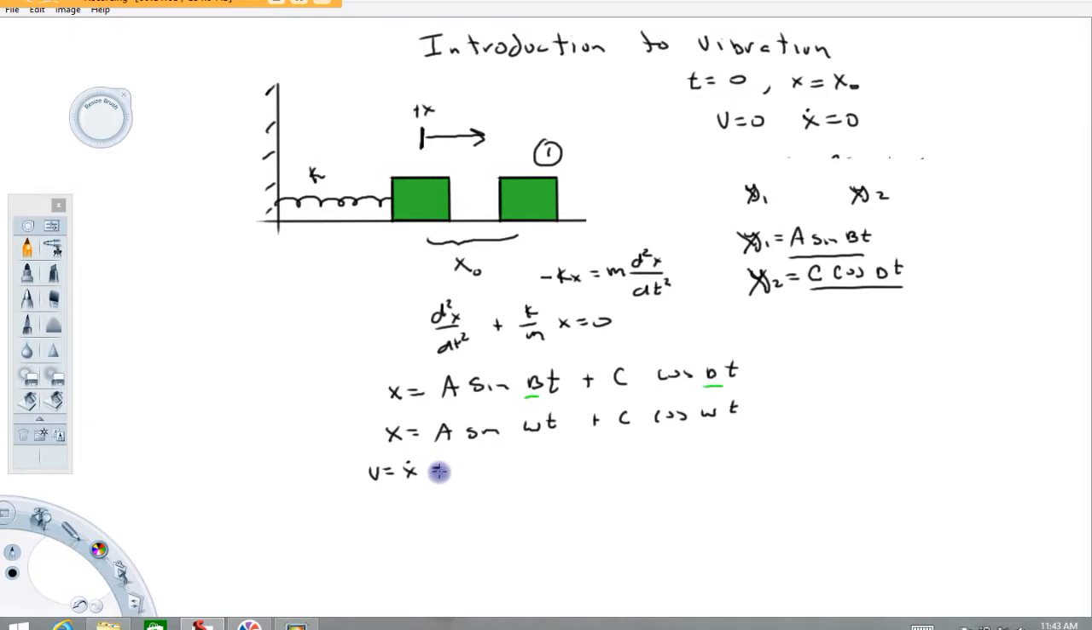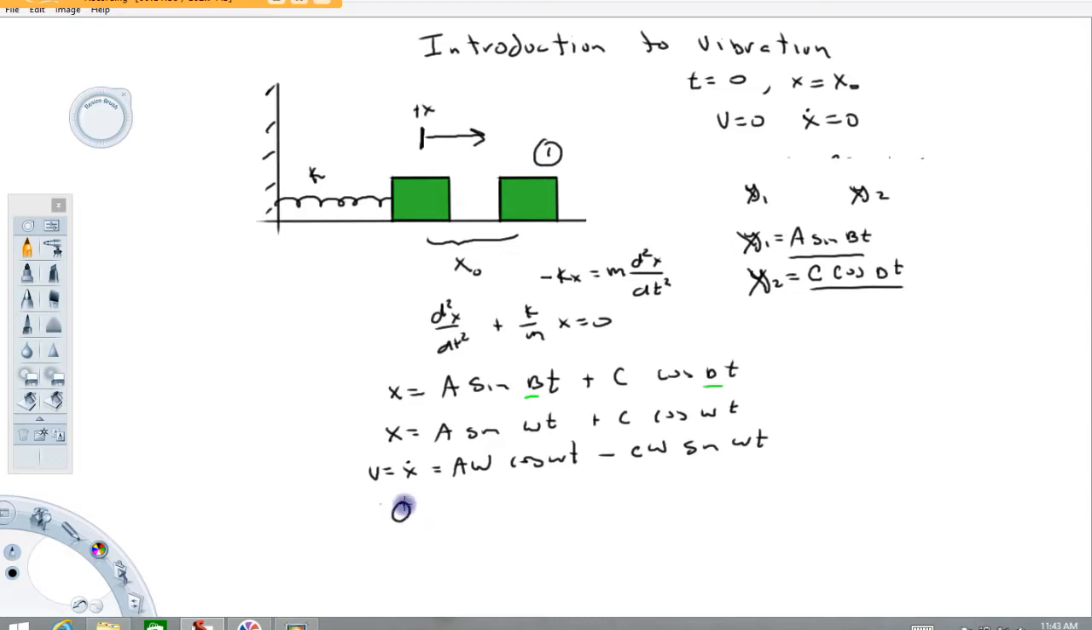So time differentiating this, we get a omega cosine omega t minus c omega sine omega t. All I've done is differentiate this function, the derivative of sine being cosine and the derivative of cosine being minus sine. But don't forget it needs to be chain ruled, so these terms have to come out in front. The next thing to do is to apply this condition: when time is 0, the velocity has to be 0.